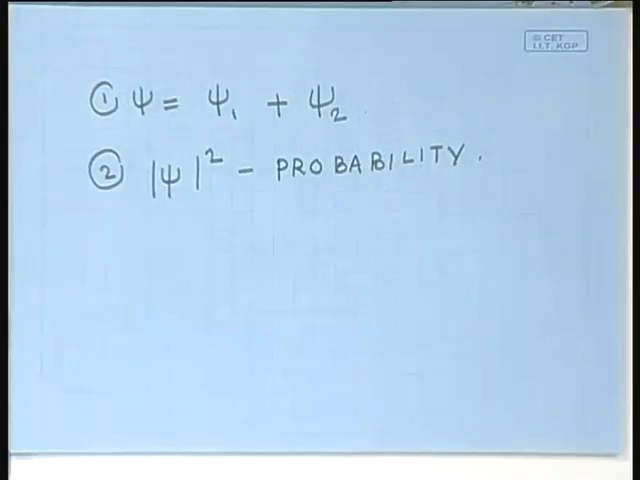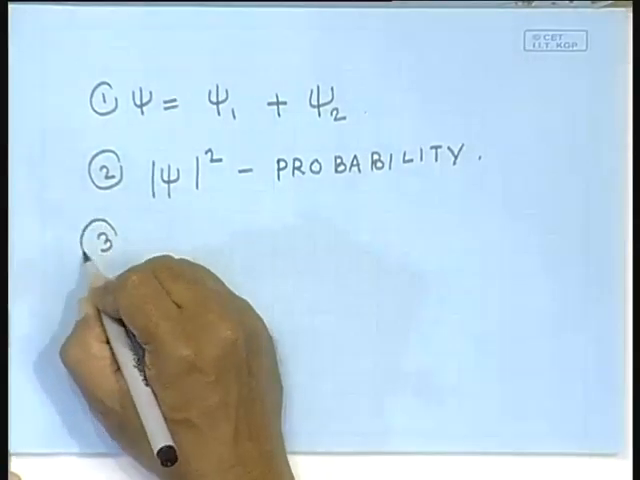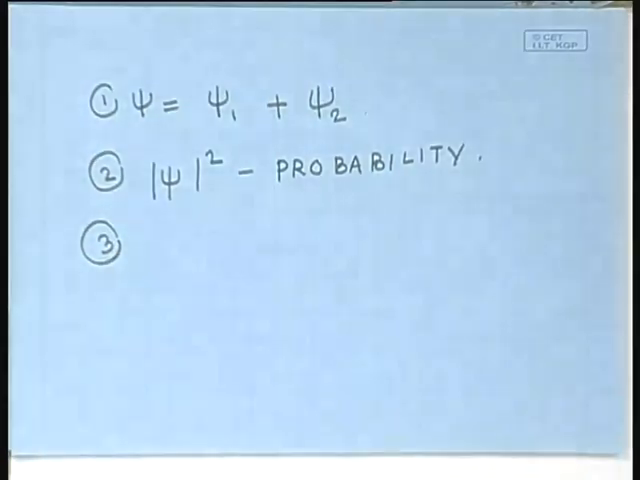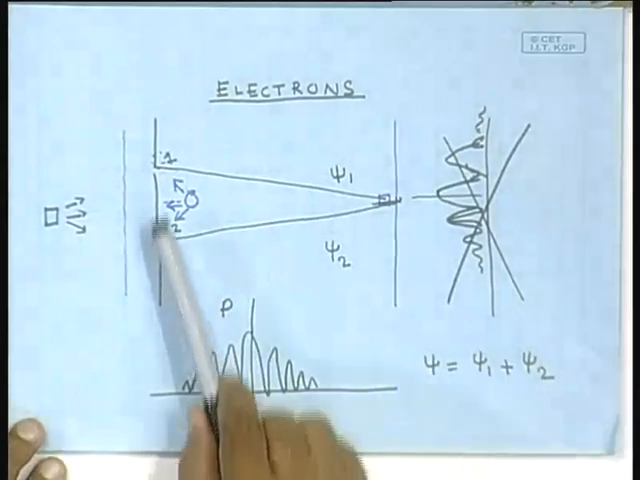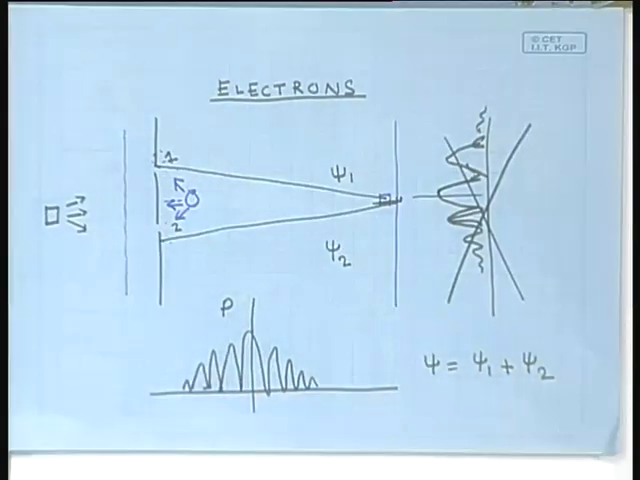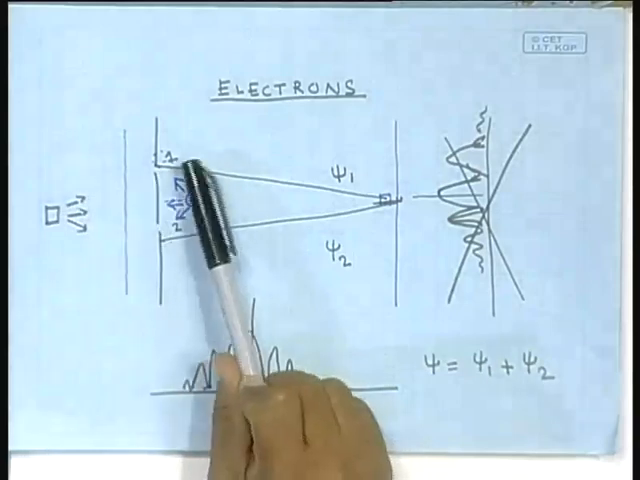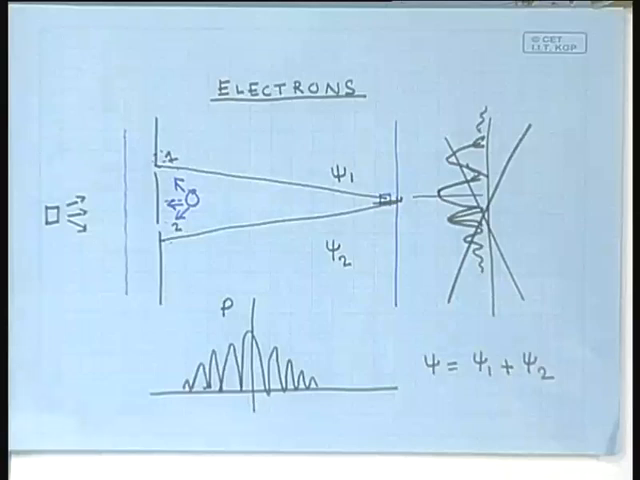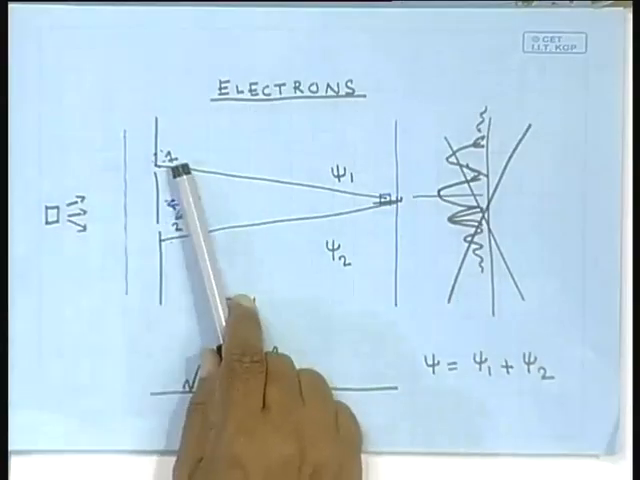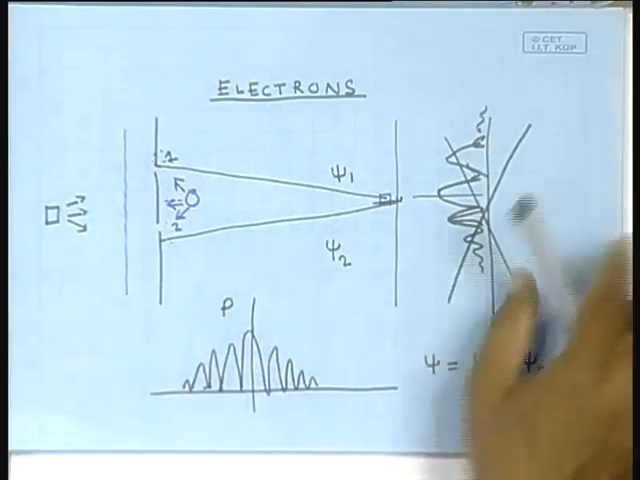And the third thing is that if we do a measurement which can tell us which of the alternatives is being chosen by the particle. So, in this case, if we do a measurement which can tell us through which of these two slits the electron is actually going, then the interference is washed out and the resultant is just the sum of the probabilities that the electron goes through this or the electron goes through this, or it is just the sum of the probabilities that the particle chooses either alternative 1 or alternative 2.